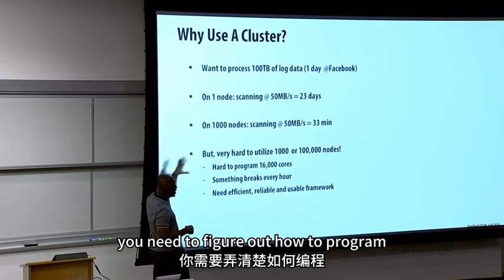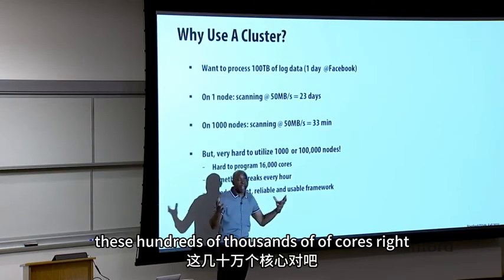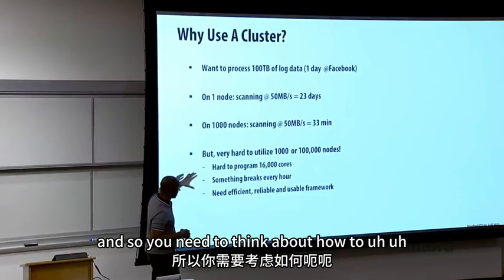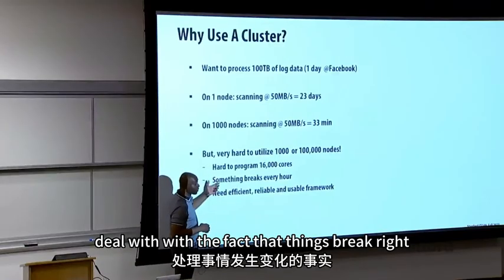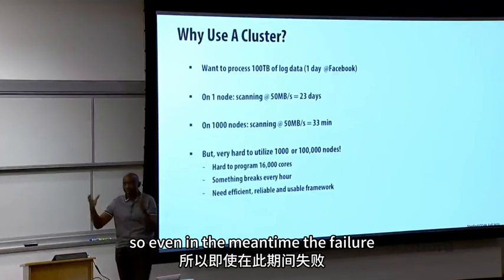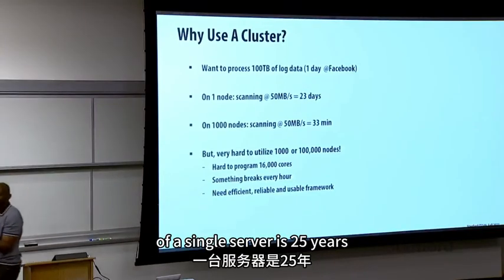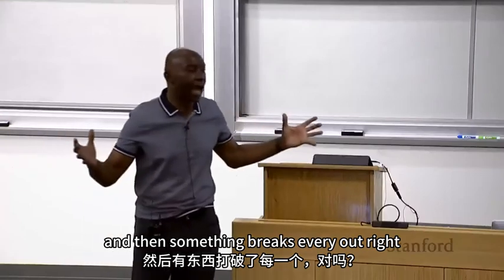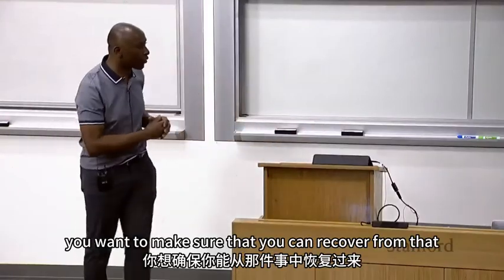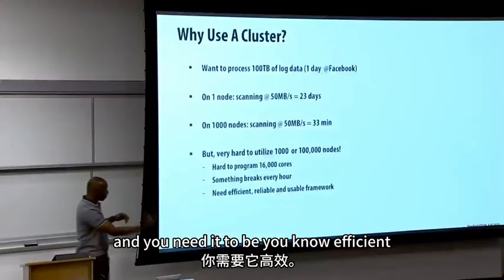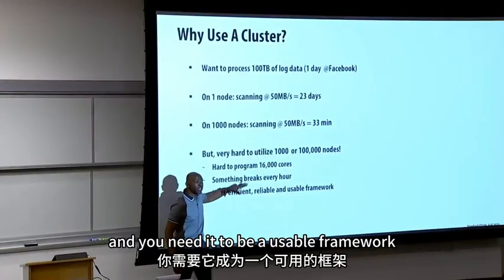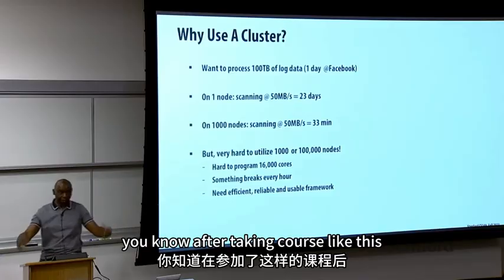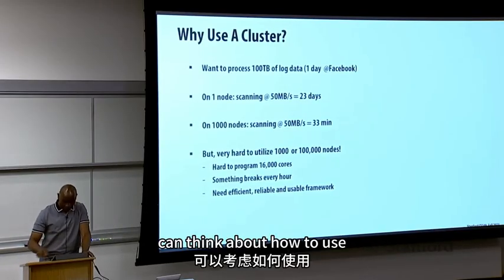But the problem now is that you need to figure out how to program these hundreds of thousands of cores. And you need to think about how to deal with the fact that things break. Even if the mean time to failure of a single server is 25 years, you put 1,000 of them together and then something breaks every hour. So you want to make sure that you can recover from that, and you need it to be efficient, you need it to be reliable, and you need it to be a usable framework, a framework that programmers, after taking a course like this, can think about how to use.